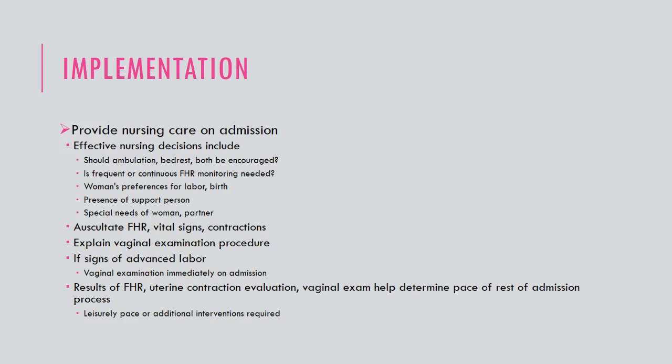Auscultate the fetal heart rate, get your vital signs, assess contractions. Explain the vaginal examination procedure and let her know that you're going to have to do this throughout the labor process. If she's having signs of an advanced labor, so towards the later end of the active phase or the transition phase of the first stage, let her know. If she is being admitted at that time and you're seeing these signs of advanced labor, you're going to need to do a vaginal exam as quick as possible.